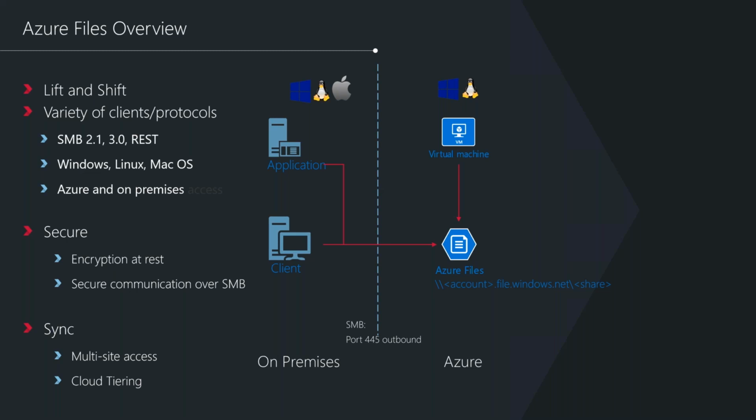So with Azure Files, it's an SMB file share sitting in Azure. It also has a REST API to it as well. It's secured. It's got encryption at rest. It supports SMB3, and you can have multiple sets of these Azure file shares spread across different Azure geographical regions.